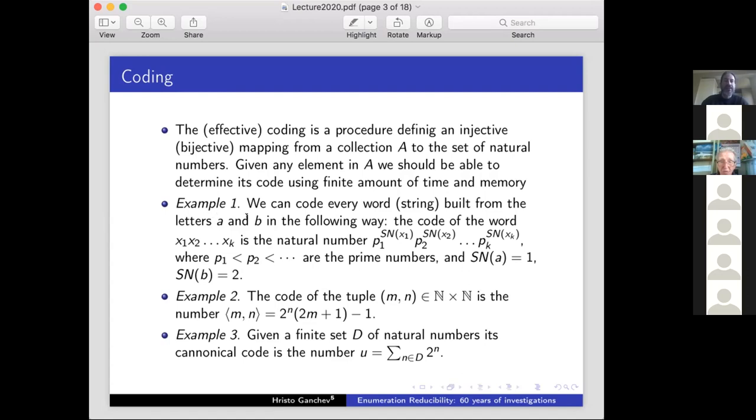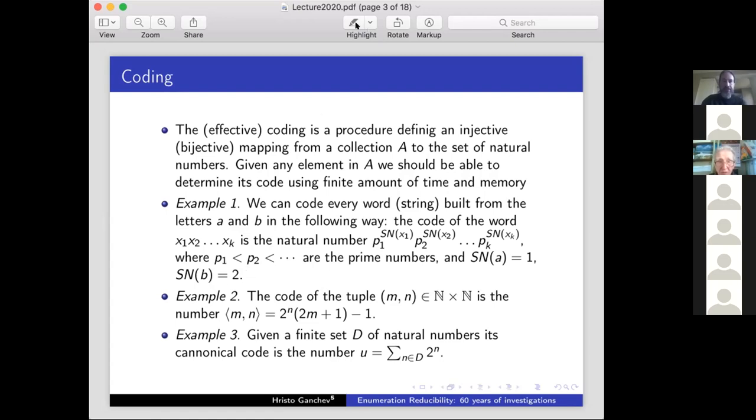Suppose that you have an alphabet. I have chosen a very simple alphabet with just two letters, A and B. And you want somehow to code the words, the strings built from these two letters. Well, the simplest way you can do it is to map the word x1, x2, ..., xk, where these are letters, to the natural number p1 with degree sn(x1), times p2 with degree sn(x2), et cetera. Here p1, p2 are the prime numbers, and sn, the sign number, of A is 1, and the sign number of B is 2. Of course, this is injective, but not a bijective mapping.